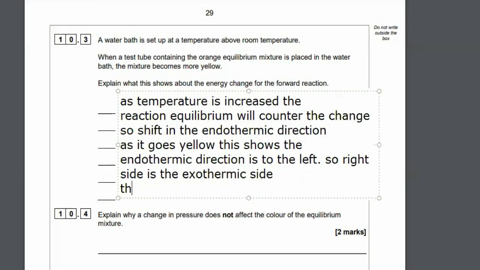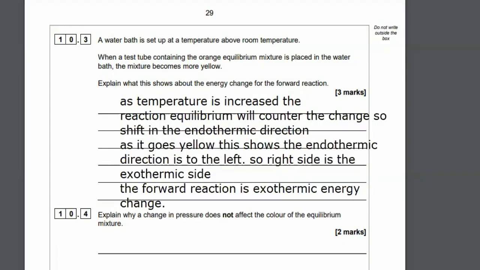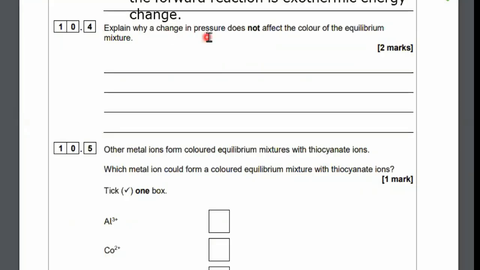What does that tell us about the forward direction? The forward direction must be the opposite, must be exothermic. So this proves the forward direction is exothermic. And that's going to get you your 3 marks. Right, let's look at the next question.